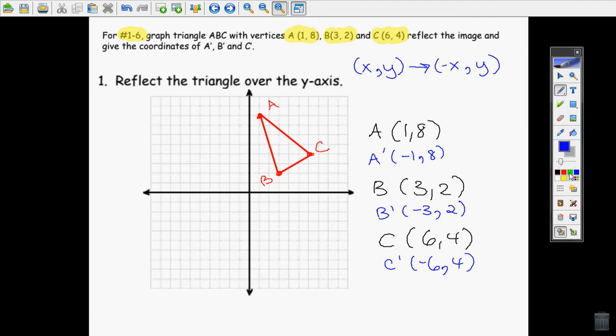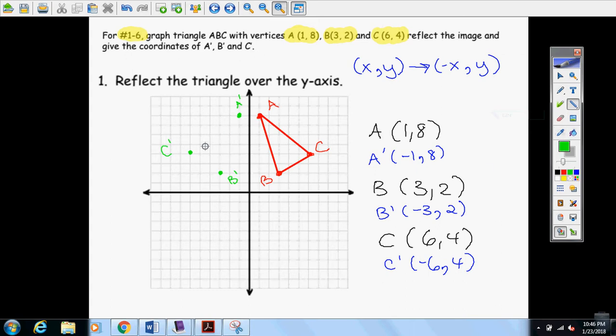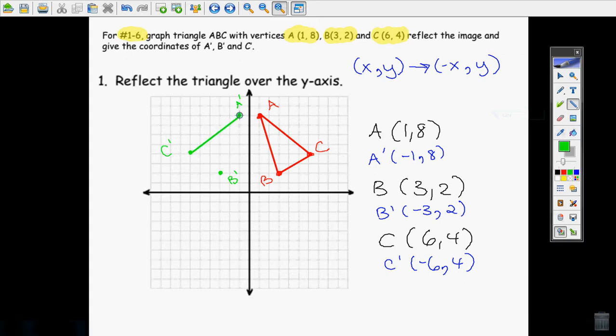And so now I'm going to go ahead and graph them. So A prime is at -1, 8. And we label that A prime. B prime is at -3, 2. And then C prime is at -6, 1, 2, 3, 4. And that is C prime. And so here we go. And it should look like this.